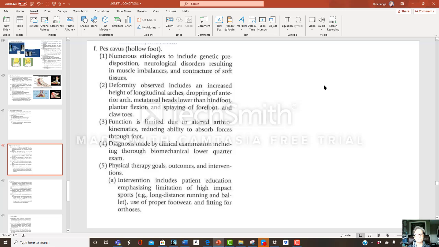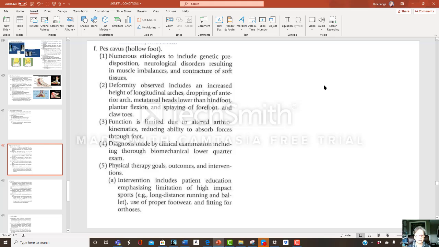Pes cavus, hollow foot. Numerous etiologies include genetic predisposition and neurological disorders resulting in muscle imbalances and contracture of soft tissue. Deformity observed includes an increased height in longitudinal arches, dropping of anterior arch, metatarsal heads lower than hindfoot, plantar flexion, and splaying of forefoot and claw toes. Function is limited due to altered arthrokinetics, reducing ability to absorb forces through the foot. Diagnosis made by clinical examination, including thorough biomechanical lower quarter exam.